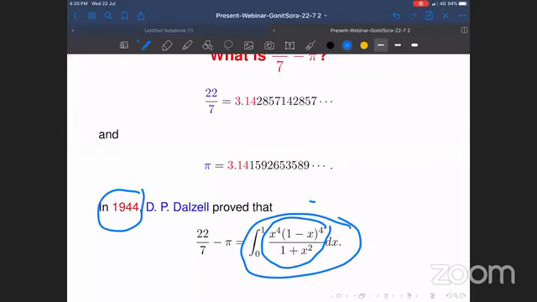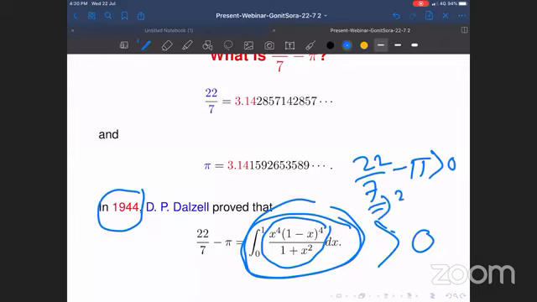So therefore, 22/7 minus pi is greater than 0. That means that 22/7 is greater than pi. So this quantifies how big 22/7 is over pi. So this much is 22/7 bigger than pi.